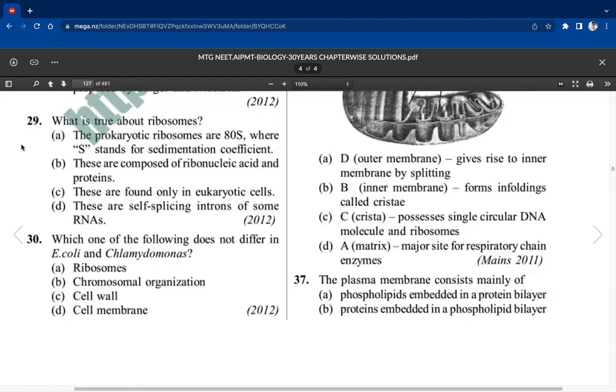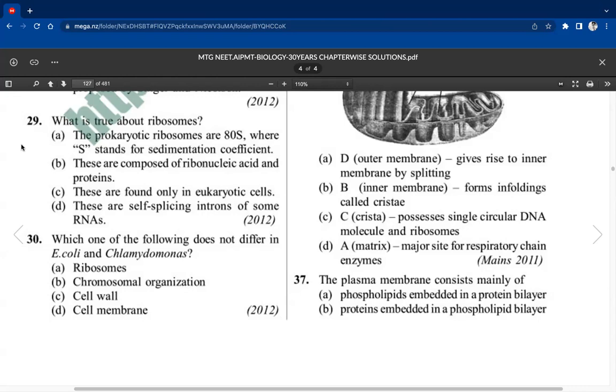What is true about ribosomes? A, the prokaryotic ribosomes are 70S, where S stands for sedimentation coefficient. B, these are composed of ribonucleic acid and proteins. C, they are found only in eukaryotic cell. D, these are self-splicing introns of some RNAs. Sometimes they give you options just to confuse you, which you have never heard of, which is option D here.